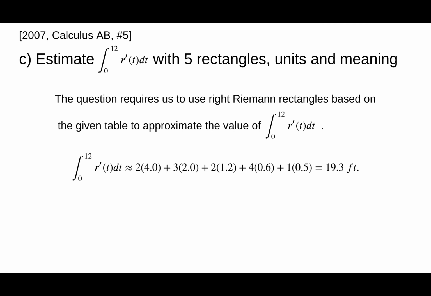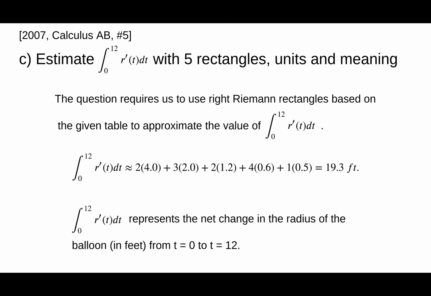All right, so based on the table, the different widths are 3, 2, 4, and 1, and the function values that we need are 2, 1.2, 0.6, and 0.5. Sorry, forgot the 2 and the 4.0. And so we write that, we do the computation. It's not a calculator question, so you will have to do this one by hand if something like this shows up. When we do the computation, we get 19.3 feet. But again, as long as there's no algebra left to do and it's just arithmetic, you can typically leave it unsimplified.